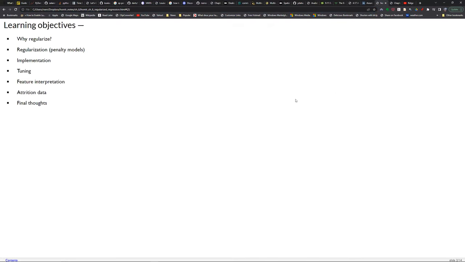All right, so what are we going to be learning or discussing today? The first topic, and I'm just following the main sections of the book, is why regularize? In other words, why do we have to use this technique? Then we're going to discuss some of the regularization or penalty models. We're going to look at the implementation. Also, there's a tuning that you have to do because there's going to be a parameter within that penalty that needs to be tuned for optimizing a cost function.